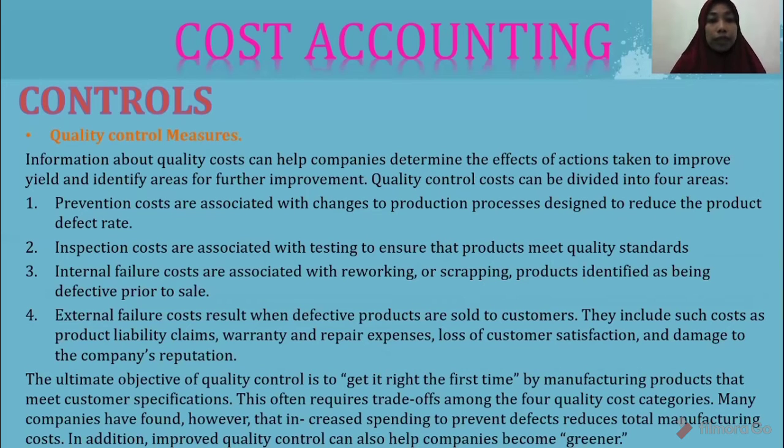Number one, prevention costs are associated with changes to the production process designed to reduce the product defect rate. Inspection costs are associated with testing to ensure that products meet quality standards. Internal failure costs are associated with reworking or scrapping production identified as being defective prior to sale. And the last, external failure costs result when defective products are sold to customers.